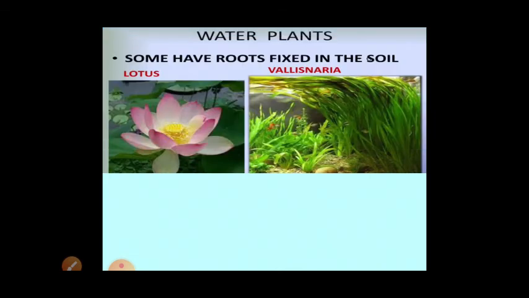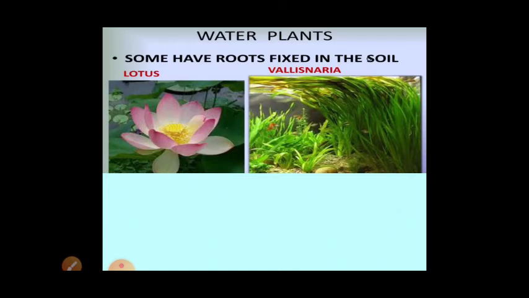Now come to the water plants. Normally we can divide water plants into three types. One is floating water plants, one is fixed water plants, another one is underwater plants. Here the first one is fixed. Fixed means the roots will be stuck under the soil, under the water. Okay, like lotus, water lily, and some of this kind.